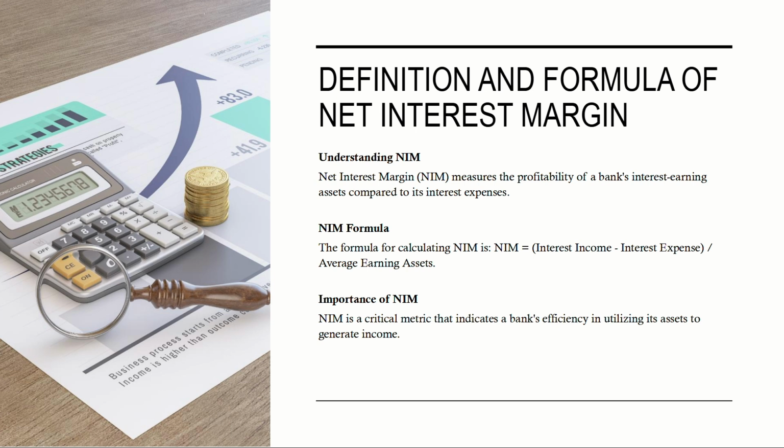Definition and formula of net interest margin. Understanding net interest margin. Net interest margin measures the profitability of a bank's interest-earning assets compared to its interest expenses. NIM formula. The formula for calculating net interest margin is interest income minus interest expense divided by average earning assets. Importance of NIM. NIM is a critical metric that indicates a bank's efficiency in utilizing its assets to generate income.